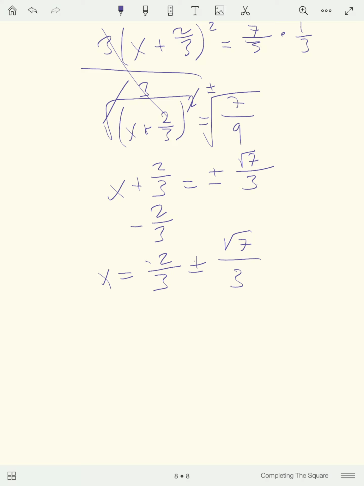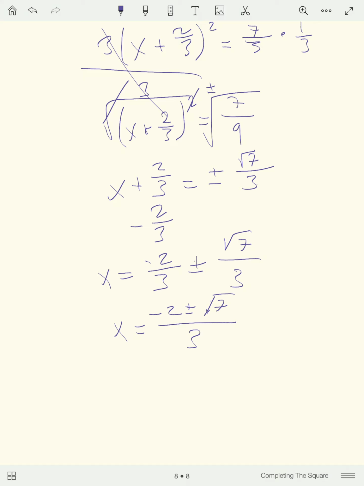Now that addition and subtraction can't be done because we don't necessarily know what that square root of 7 will be. It's not a nice number. However, as you can see, our denominators are the same, which means we can combine this fraction to make it look a little nicer. So in essence, our end answer here will be x equals negative 2 plus or minus the square root of 7 all over 3. And that would be your answer.